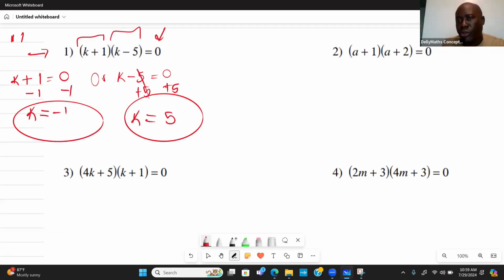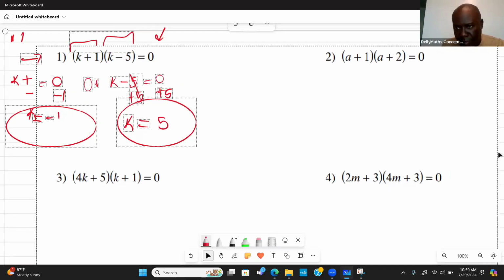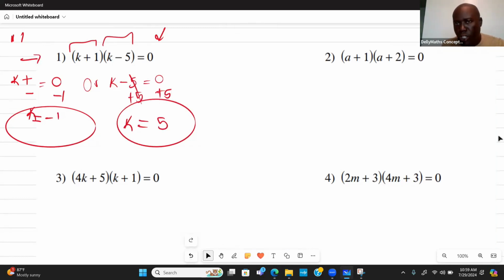In number 2 here, we have a plus 1 times a plus 2 is equal to 0. So it's either a plus 1 that is a 0, or we can say a plus 2 that is a 0. A plus 1 is 0.